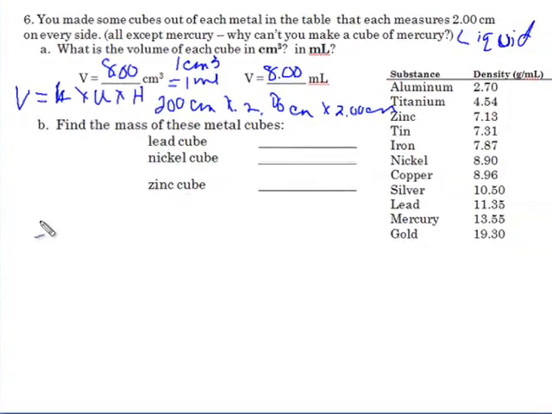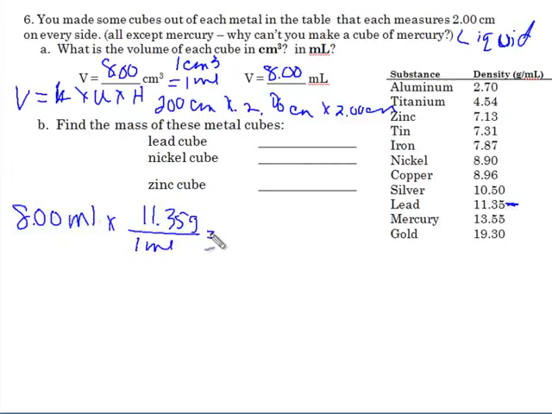Okay? And then I need to find the mass of each of these metal cubes. Okay, so what I know is I have 8.00 milliliters, right? So for lead, what I know is for every milliliter, it is 11.35 grams. So 1 milliliter is 11.35 grams. And if I do that, I'm going to get, let me punch it, 90.8 grams of lead.